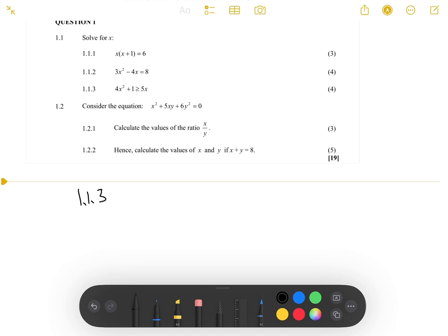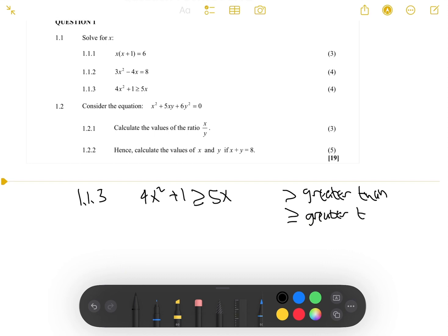So here we have 4x squared plus 1 being greater than or equal to 5x. This is greater than, that means anything greater than, and then this right here is greater than and included.